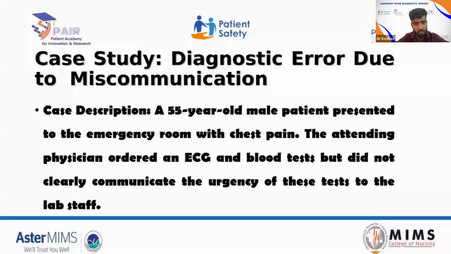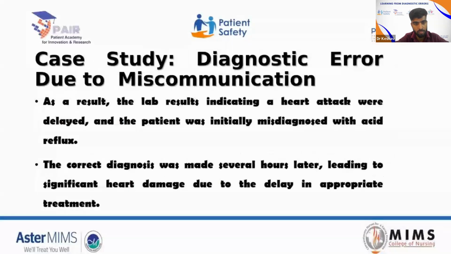The physician ordered an ECG and also a blood test, but the urgency of the situation was not communicated to the lab staff. So they might have taken the blood, they might have taken the ECG, but may not have reported it properly. As a result, lab results indicating heart attack were delayed and the patient was initially misdiagnosed with acid reflux, that is GER, gastroesophageal reflux. The correct diagnosis was made several hours later, leading to significant heart damage due to the delay in appropriate treatment.